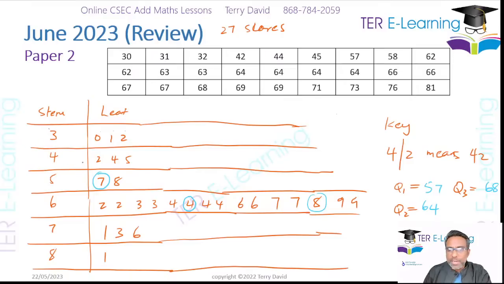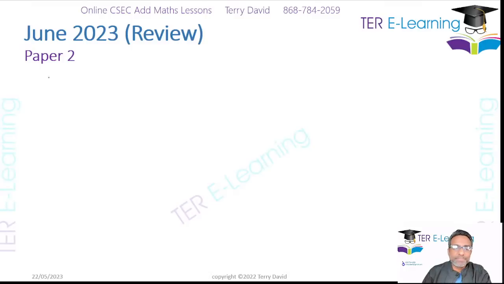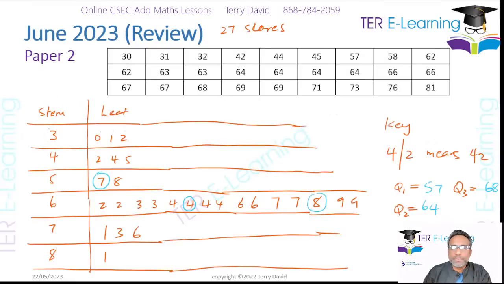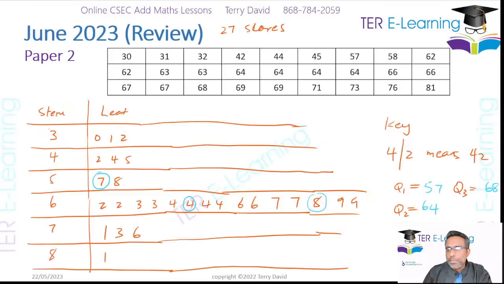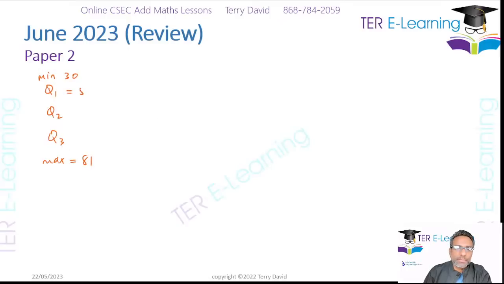These are your values. The minimum value is 30. Then Q1, Q2, Q3, and the max. The max value was 81. Q1 was 57, so 57, 64, 68. So these are our values here. Those are the five numbers we need to put on this diagram.